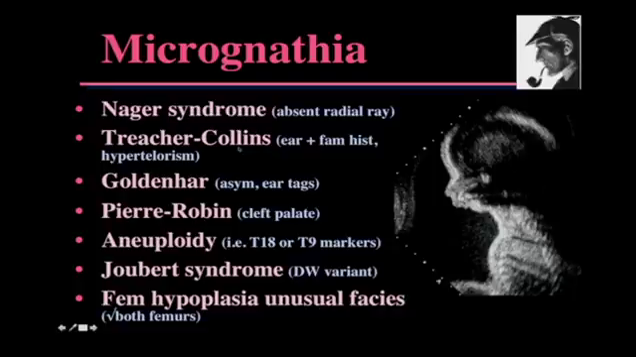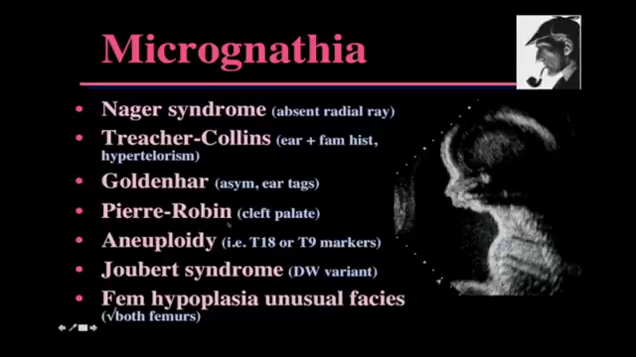Treacher-Collins syndrome is an autosomal dominant, so typically you'll have one of the parents who has the syndrome, and they typically have hypertelorism, and they also have ear abnormalities that are actually very similar to those ear tags that we looked at. Goldenhar syndrome, we talked about, these asymmetric cleft and ear tags.